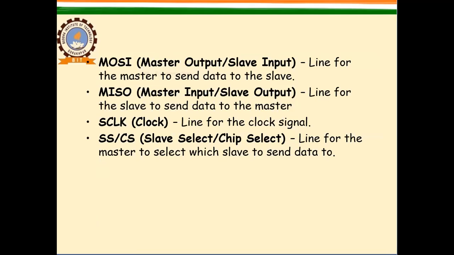MOSI is nothing but the master output slave input line. This line is used for transmitting data from master to the slave. Whereas MISO is the line used to send data from slave to the master end. Clock is used to synchronize it. Without the clock signal, no transmission is possible here. Slave select and chip select signals are used for the master to select which slave it wants to send the data to. So these are the 4 lines used in SPI.